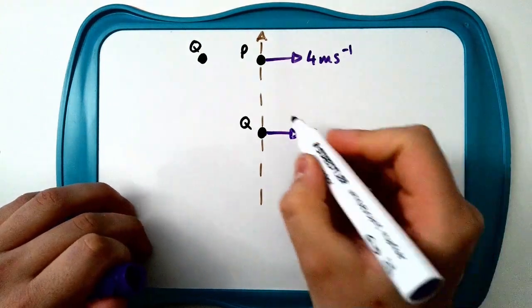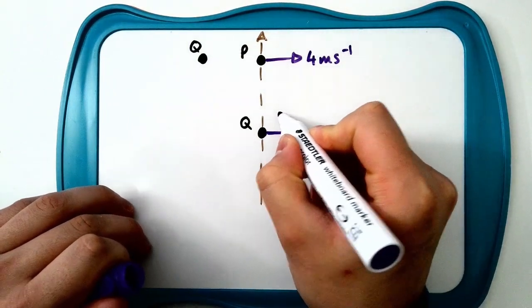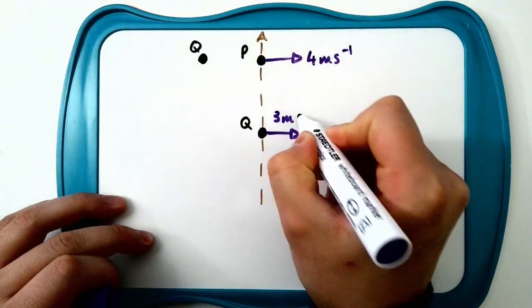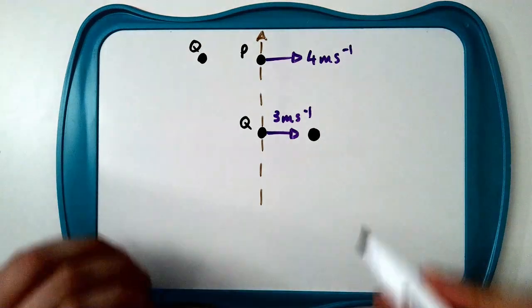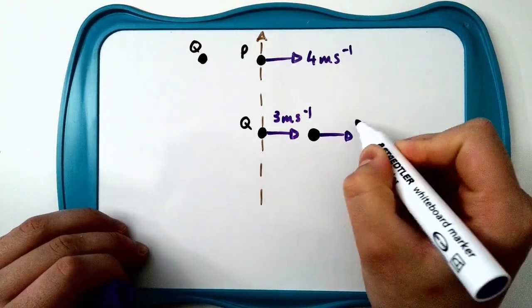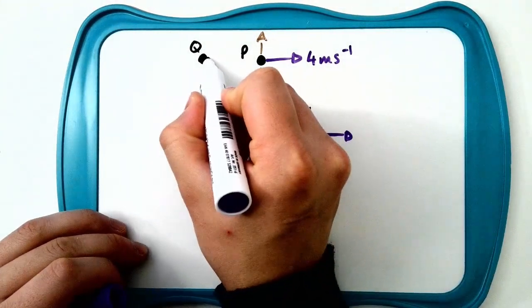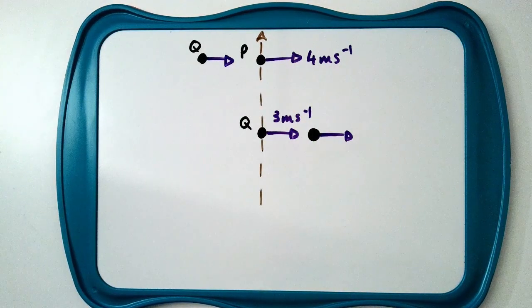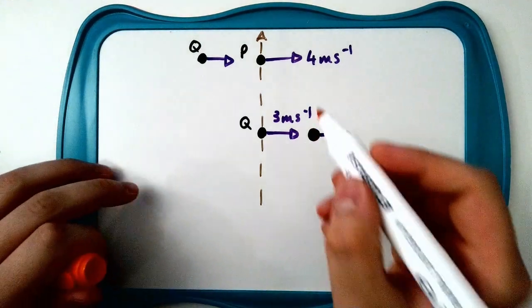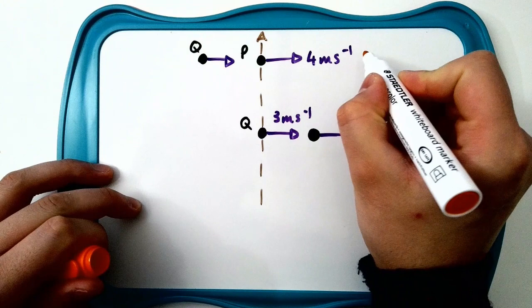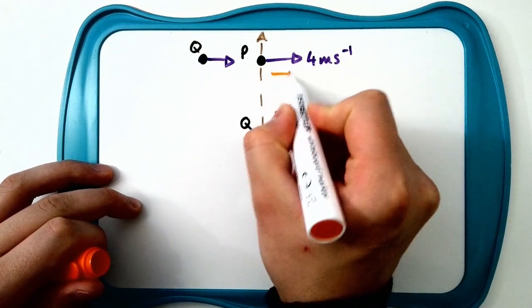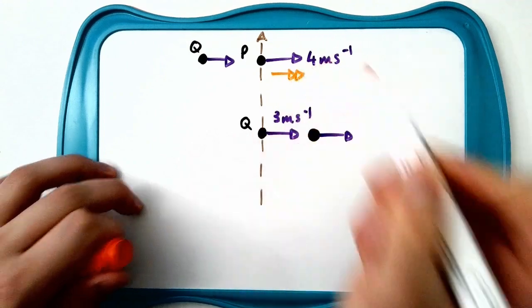This says it's 3 meters per second when it passes the point A, and this has some sort of velocity, we don't know yet, and this also has some sort of velocity. So that's our situation. The only thing we need to put on is the accelerations. So this acceleration of P here, so I'll just do it here, double arrow for my acceleration.